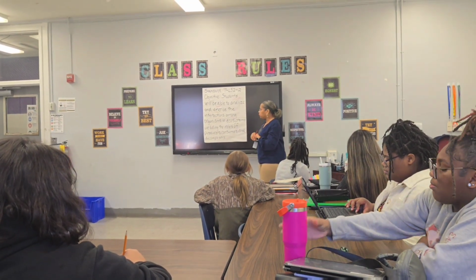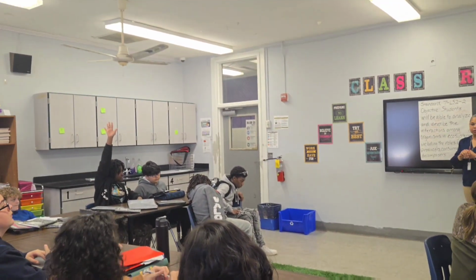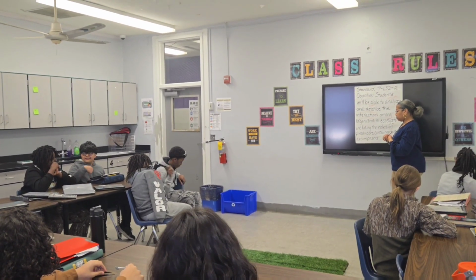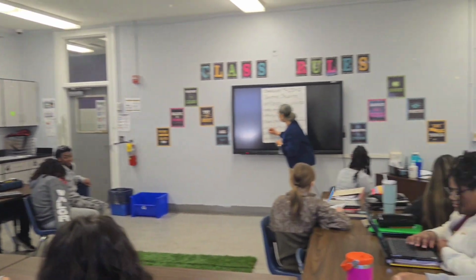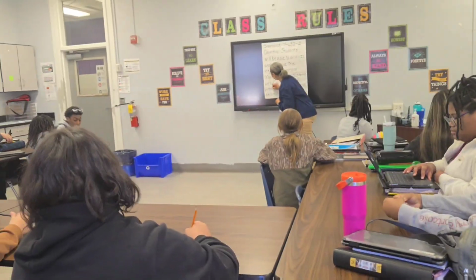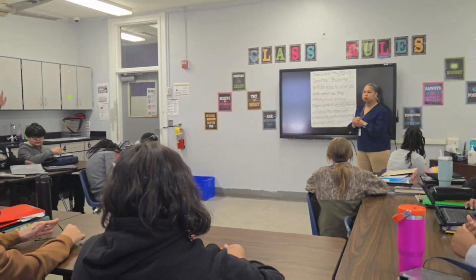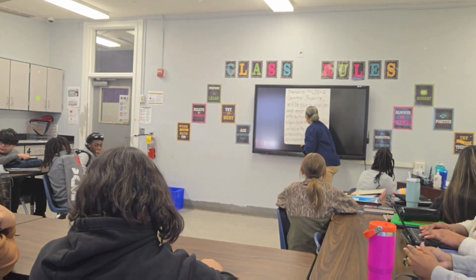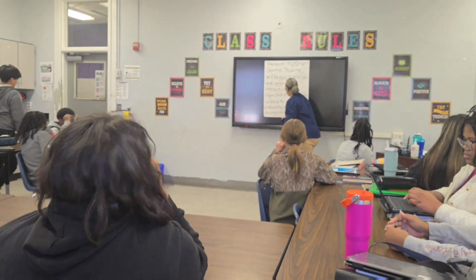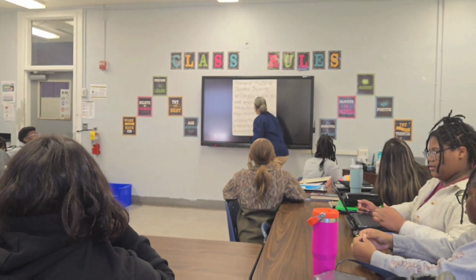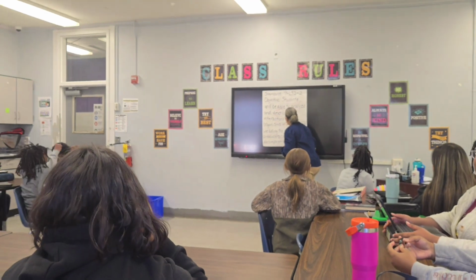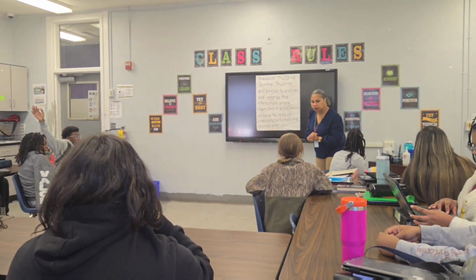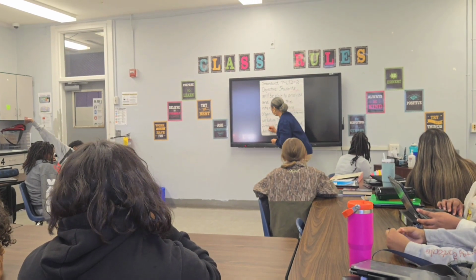All right, so we've got producers, consumers, and decomposers. Somebody tell me what a producer is. CJ. Okay, producers make their own food. All right. What about consumers? Jabari. Consumers don't make their own food and they eat other things. Correct. All right, and tell me what a decomposer is. Samantha. Say it louder. They break down dead things. Correct.